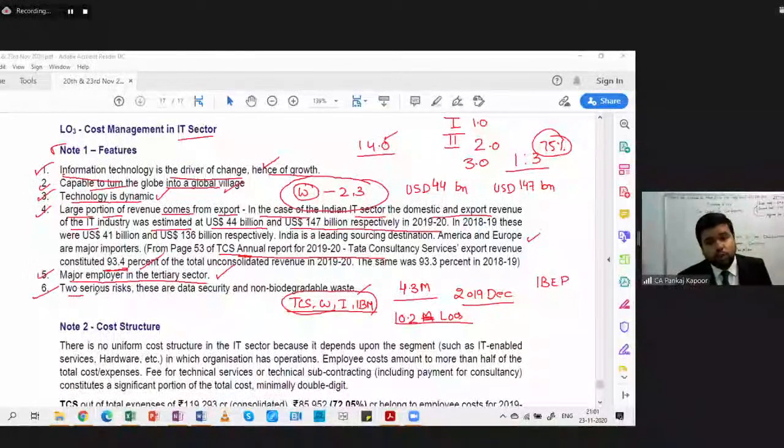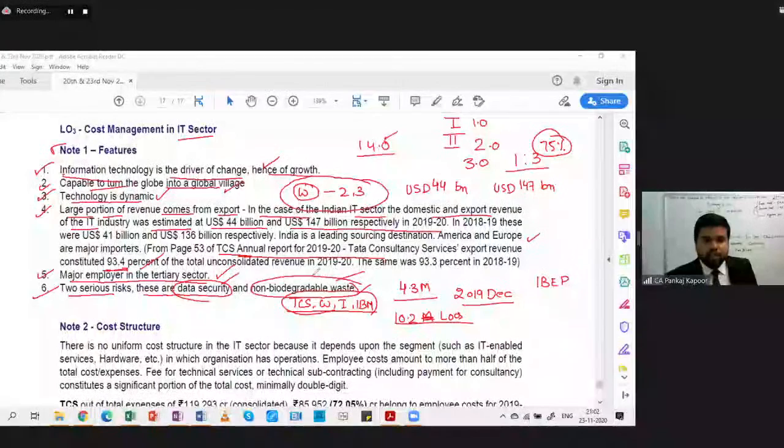Moving further, the 2 serious risks from the IT sector. Number one, data security, because IT is largely dealing with data, and hence data is a very critical factor. Another critical factor is non-biodegradable waste. Likewise, I'm using the webcam and this pen tablet. Are these biodegradable waste? The answer is no. Hence, it will become a one-day problem for the entire world how to dispose of such things. So these 2 points also need to be considered because they have an environmental impact.